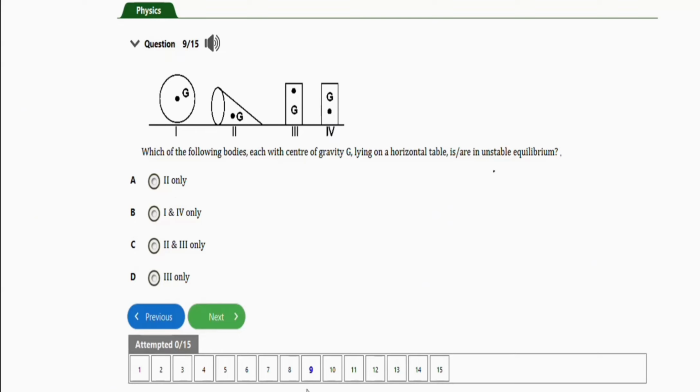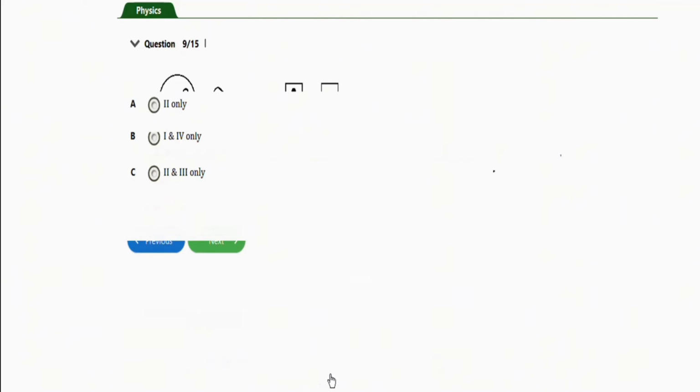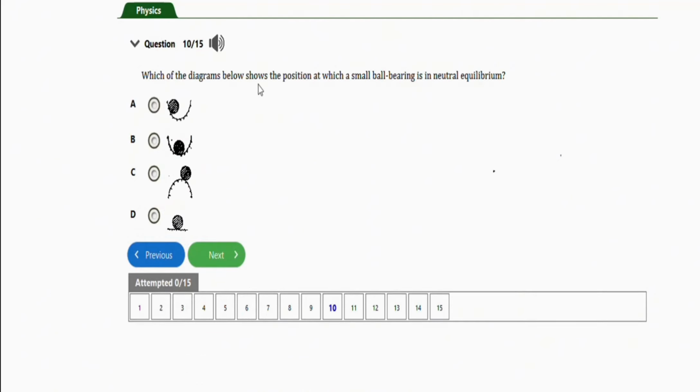Okay, so that's it for this question. The next question will be this one. It says, which of the diagrams below shows the position at which a small ball bearing is in neutral equilibrium? Also take note of this particular question. The right option here will be option D. Alright, so that's it for this question.